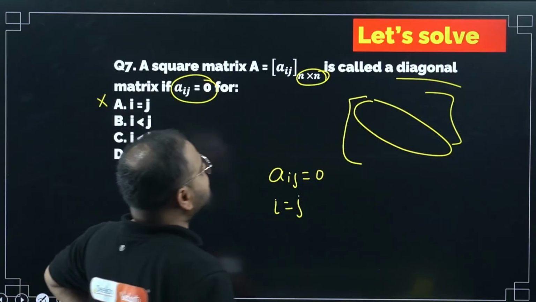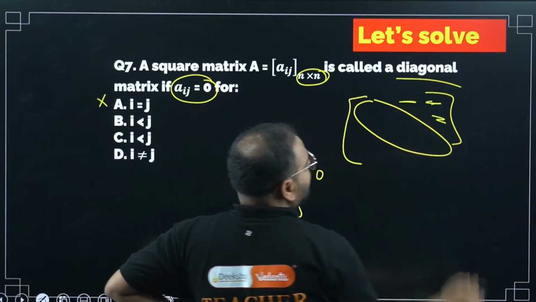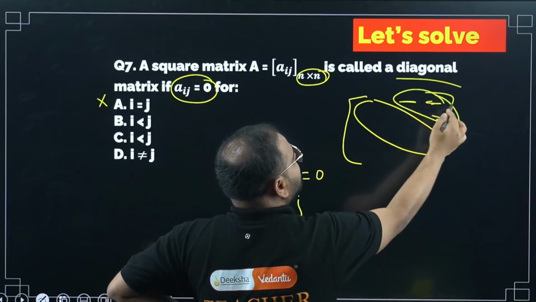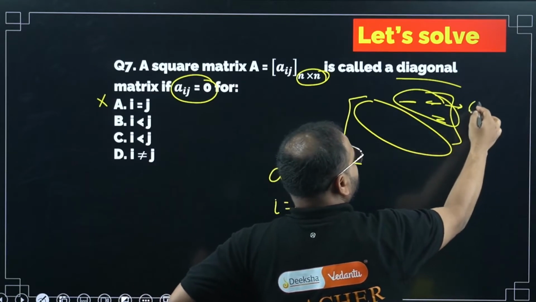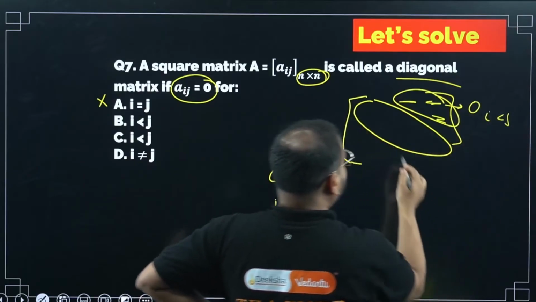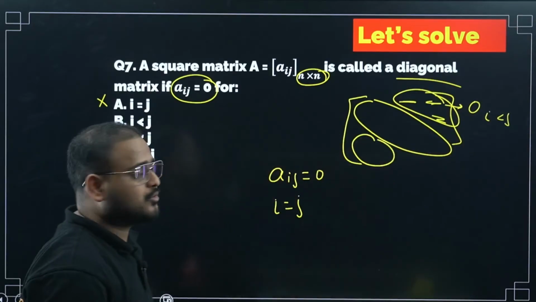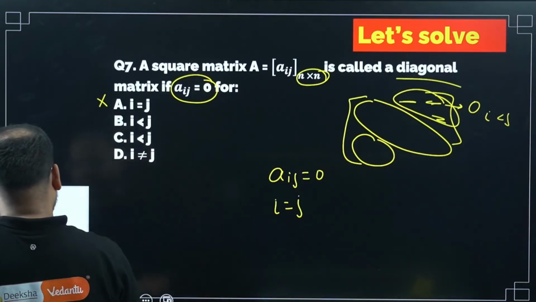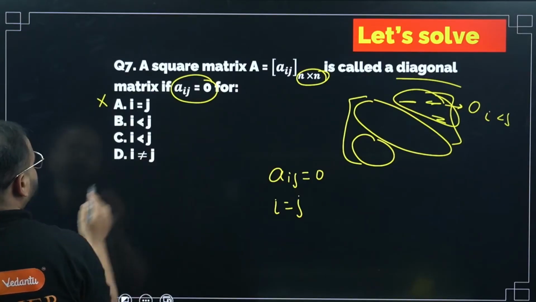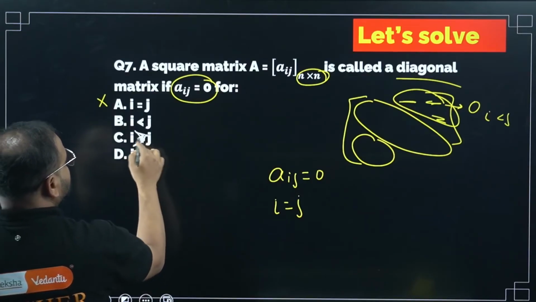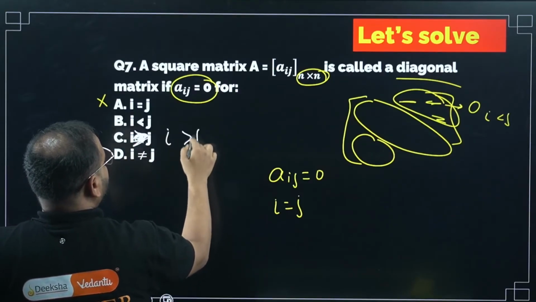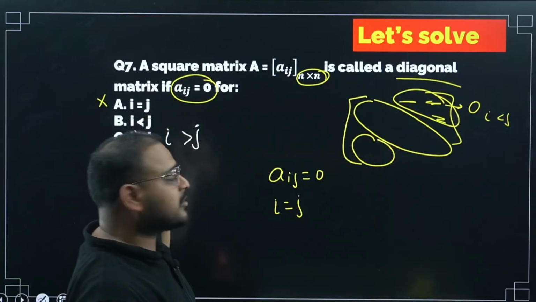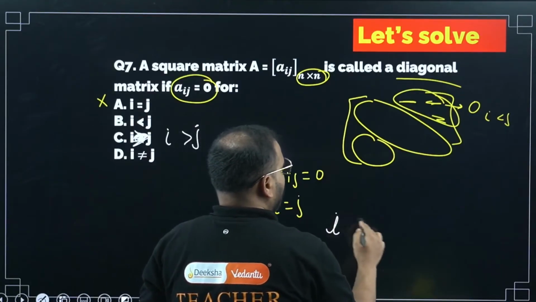I less than j means I'll talk about these elements, if it is a 3 cross 3 matrix. If this is 0 for i less than j but the other part is not 0, then we can't take it. So this option is incorrect. The other option is i greater than j, but we need both of them.